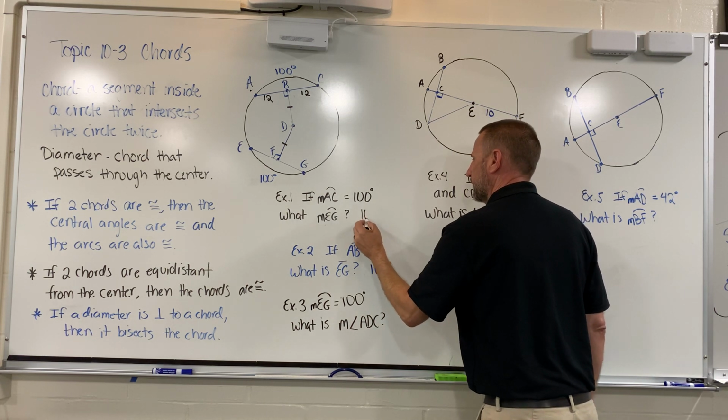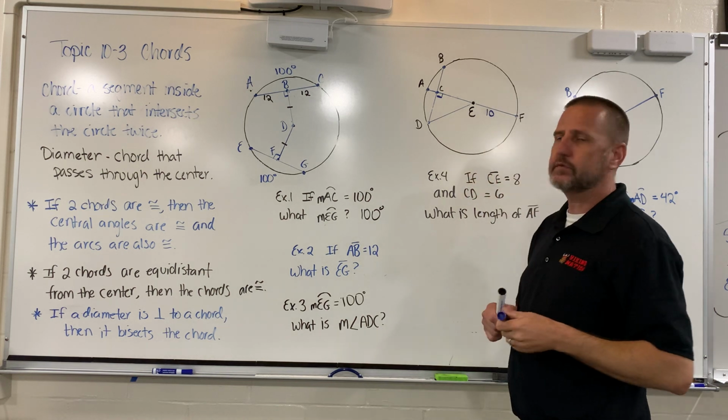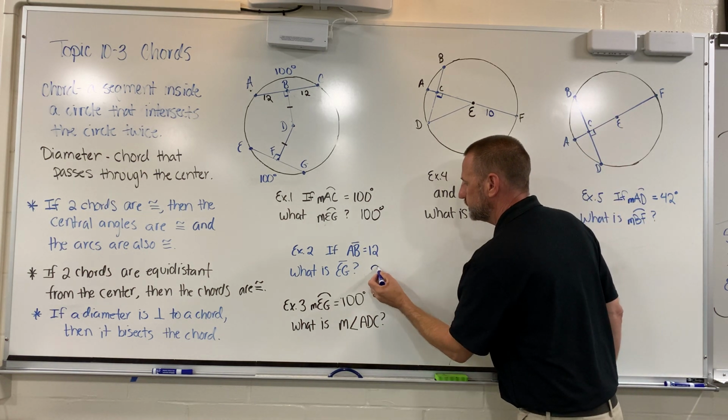Oops, I wrote that 100 in the wrong spot. And so the distance from E to G is 24.